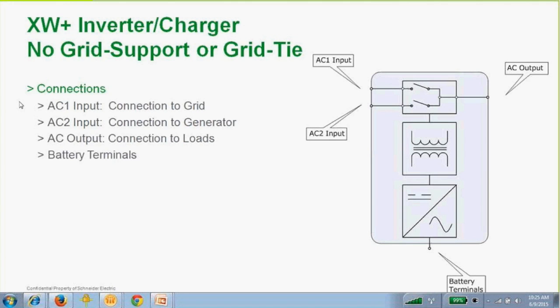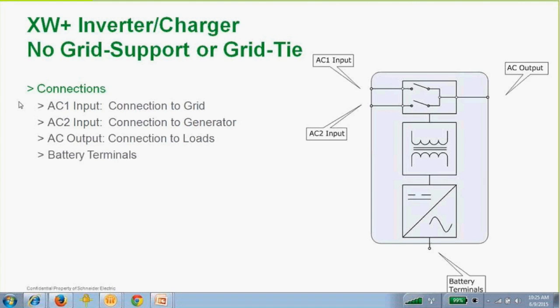But in your typical battery backup situation, you're probably going to want both. So we're going to have an AC input going from the grid, that's AC1. We're going to have an AC input 2 coming from your backup generator, in case for those long power outages. Then we're going to have the AC output going to your loads. And then down at the bottom, we have our battery terminals, which remember are bidirectional.